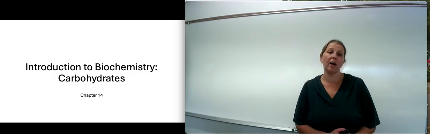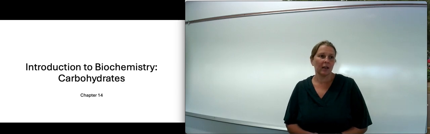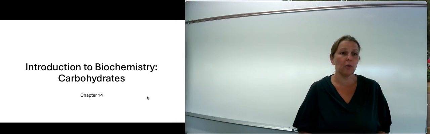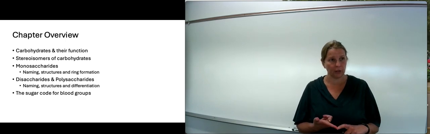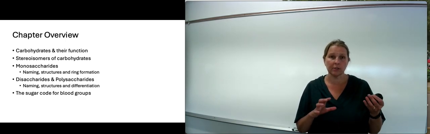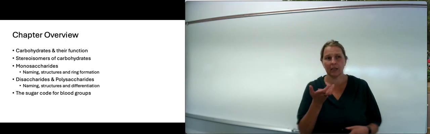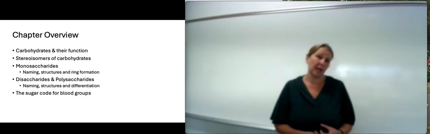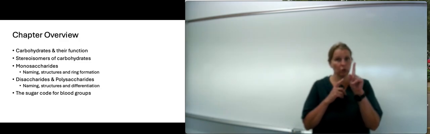This is the Introduction to Carbohydrates, the first chapter in our series of biochemistry chapters. So if we take a look, we're just going to go over our overview really quickly. We will talk about carbohydrates and their function. We will talk about what we call stereoisomers. Iso meaning same, mer meaning same compound, but just how they look in three dimensions. We will talk about what we call monosaccharides, mono meaning one, so what happens when we have one sugar.